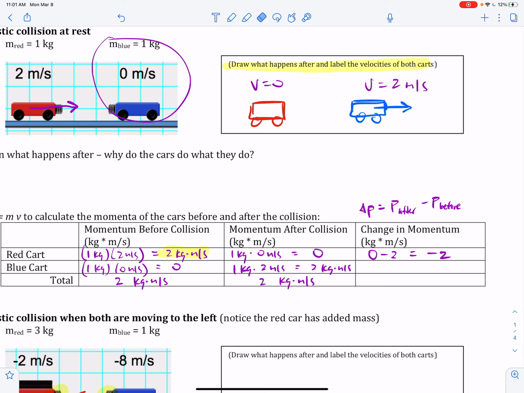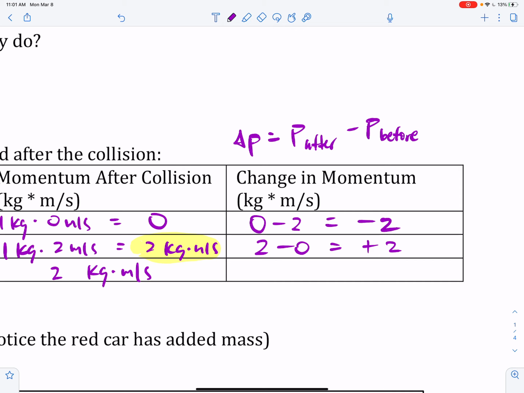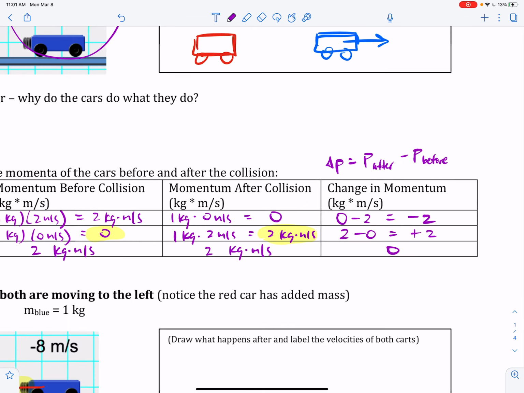change in momentum of the blue car, well, the blue car's change in momentum is its final momentum of 2 minus its starting momentum of 0. So now I've got 2 minus 0, which is positive 2. And so the total of both of those, filling out this box down here, right, is just going to be negative 2 plus 2, which equals 0. That was the total change in momentum of both cars because the red car lost 2 units of momentum, but the blue car gained 2 units of momentum. So the total change between the two of them was 0.